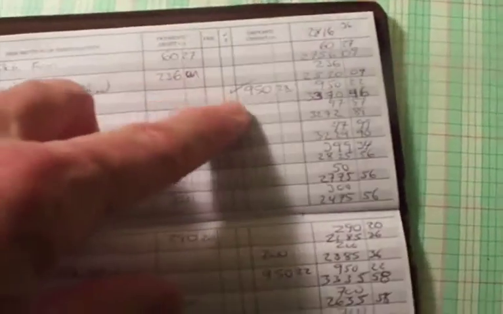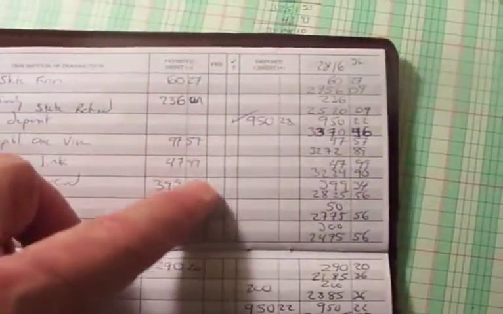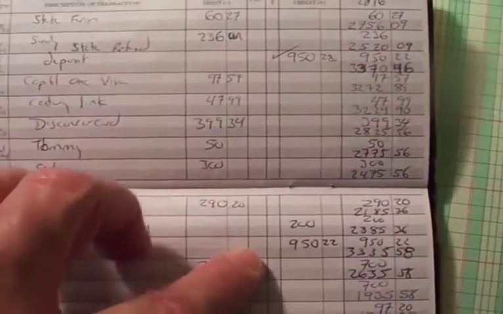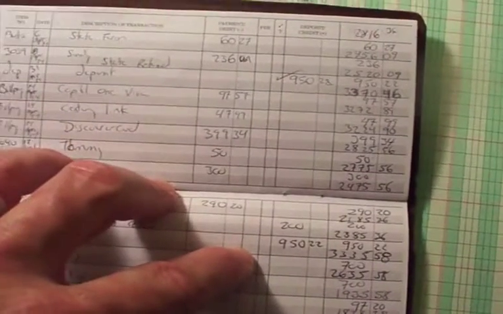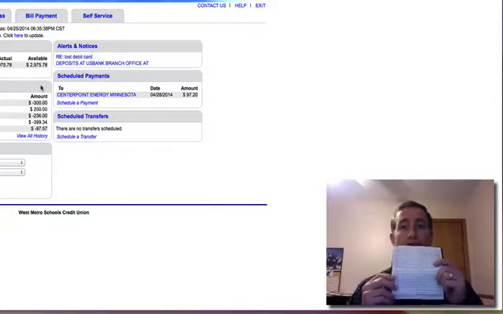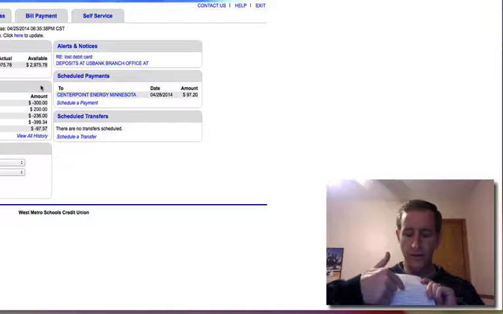These ones that are not checked are the ones that I haven't verified against my checking account. I do that each month when I get the statement from them. All right, so the first thing I'm going to do is make sure that all of this information is complete.